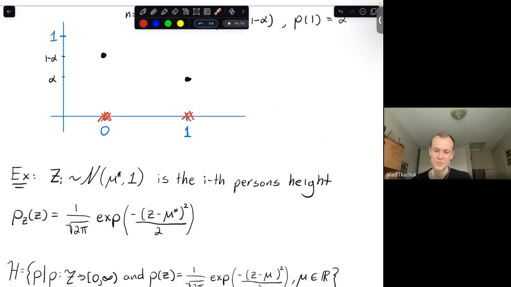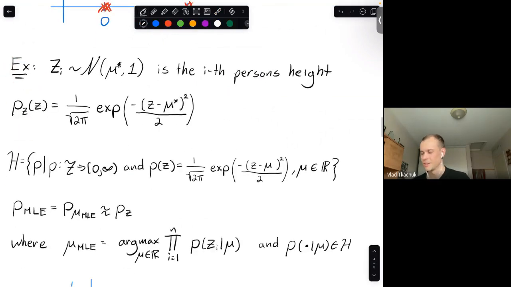Okay, so what does that mean with densities? Because now we're in the continuous case for this example. So let's try it with densities.